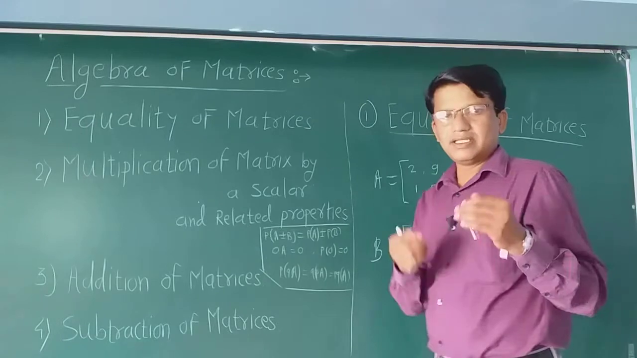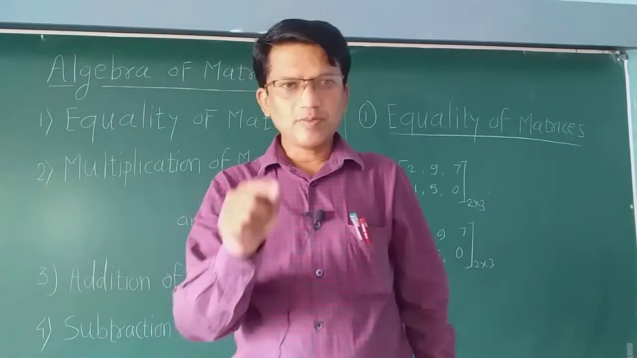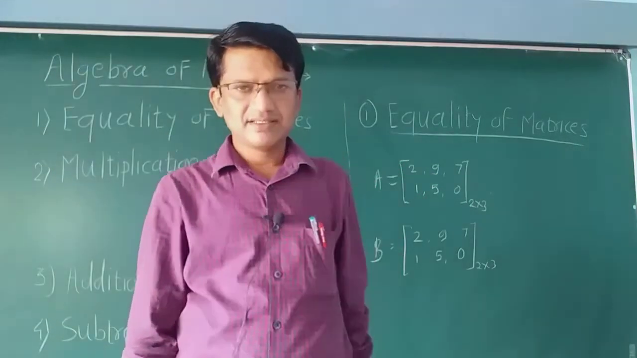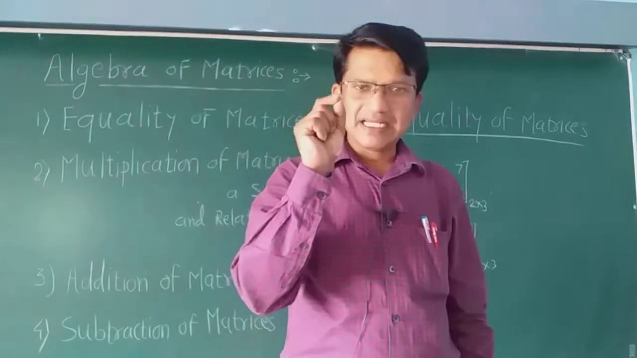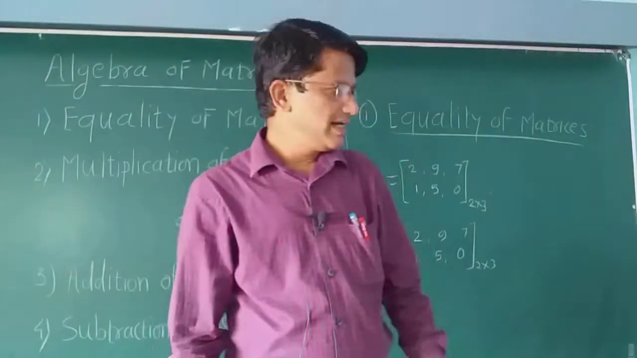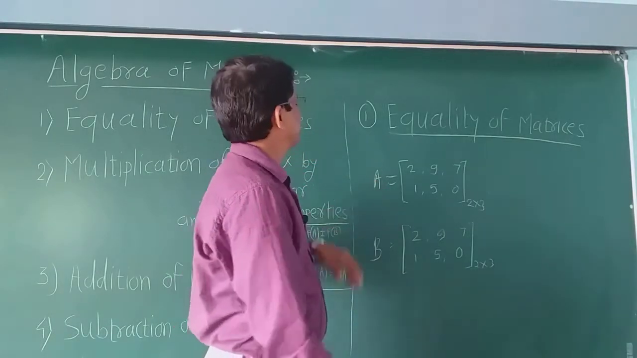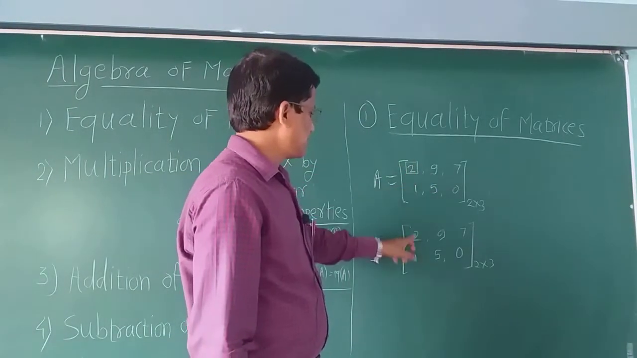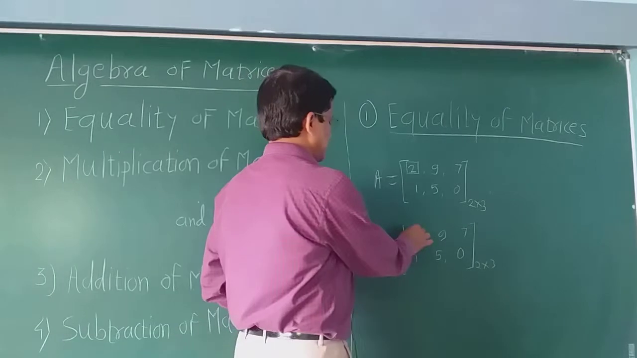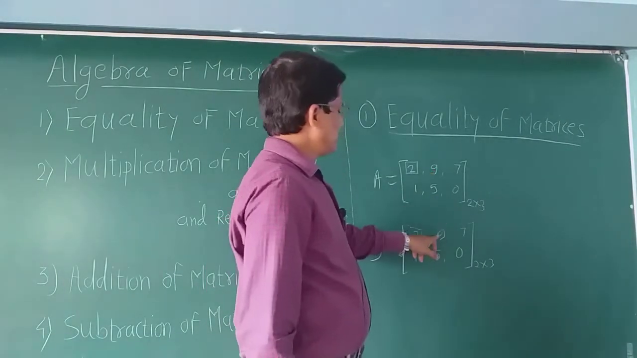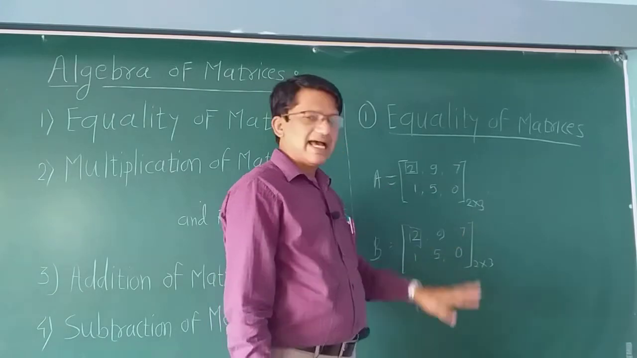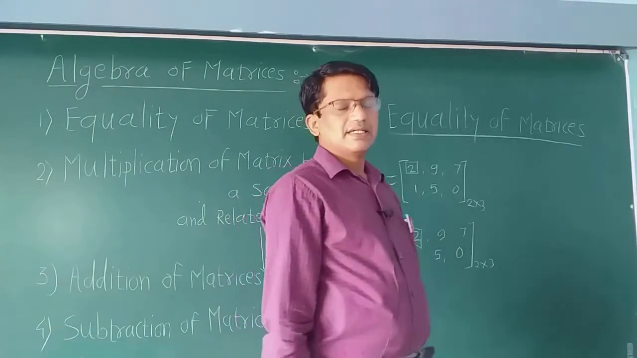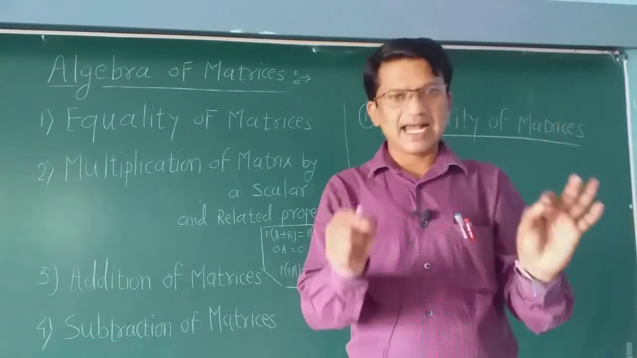Look here, these are two matrices. Observe the position of each element given in first matrix as well as the position of elements given in second matrix. Now see, in first matrix here is a number 2 at the first position, here also 2 and this position represents the same one. Second 9, here also 9. Third 7 as it is. Second row 1, 5, 0, here also 1, 5, 0. Means here corresponding elements are equal.